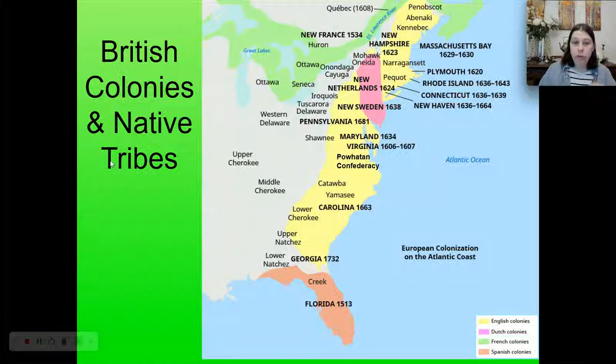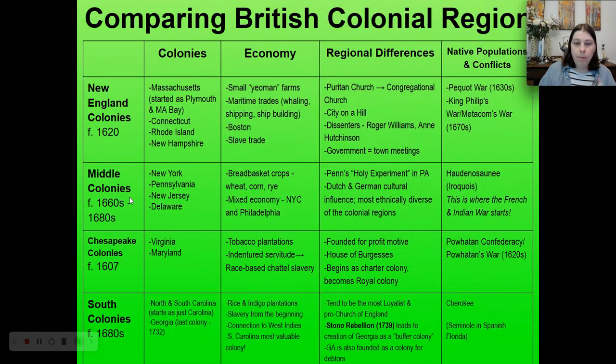So that's all of the colonial regions compared. This slide here has the full chart that we just worked through. This is a great place to pause and maybe screenshot if you want to see it all together.